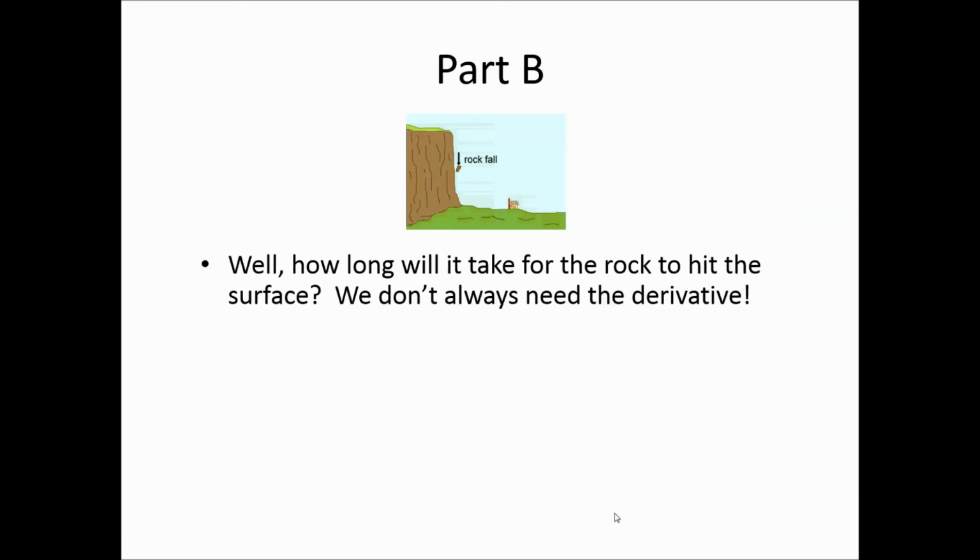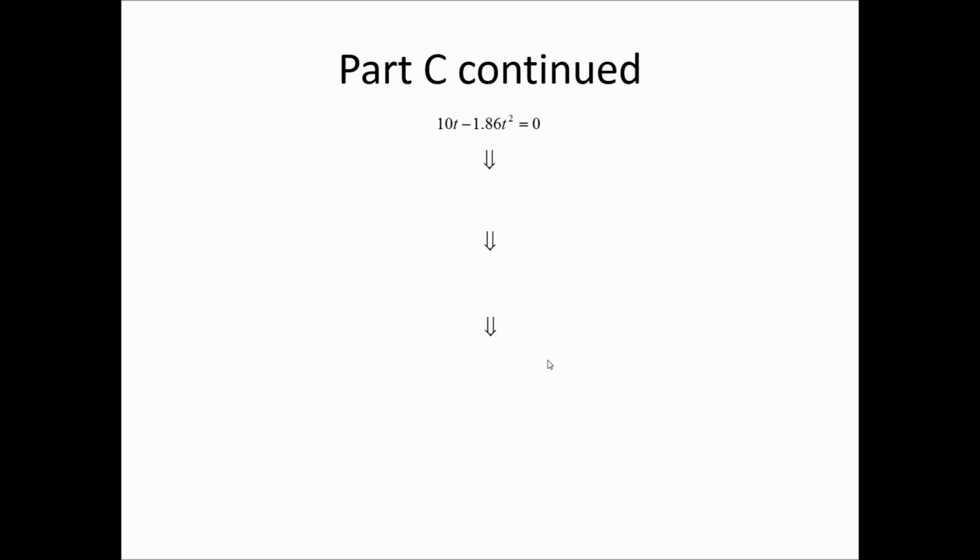Part B of our problem asks us how long it will take the rock to hit the surface. Notice that we don't need the derivative or any calculus to calculate this, as our original equation of h equals 10t minus 1.86t squared relates distance with time. When the rock hits the surface, its height will be 0 since it's on the ground. Thus, we set the equation equal to 0.